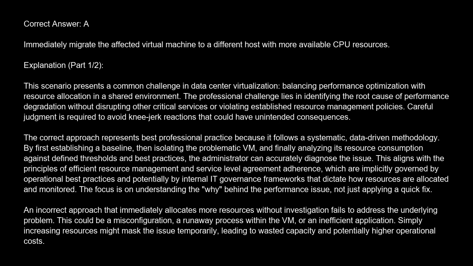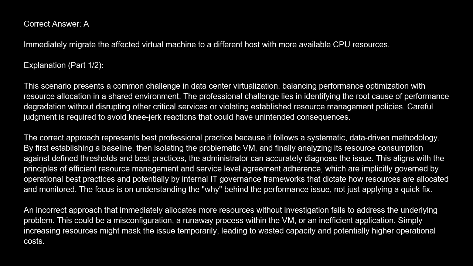The correct answer is A. Immediately migrate the affected virtual machine to a different host with more available CPU resources. Explanation: this scenario presents a common challenge in data center virtualization, balancing performance optimization with resource allocation in a shared environment. The professional challenge lies in identifying the root cause of performance degradation without disrupting other critical services or violating established resource management policies. Careful judgment is required to avoid knee-jerk reactions that could have unintended consequences.